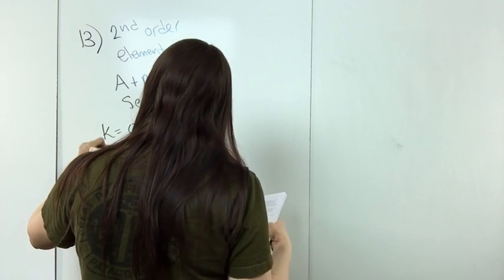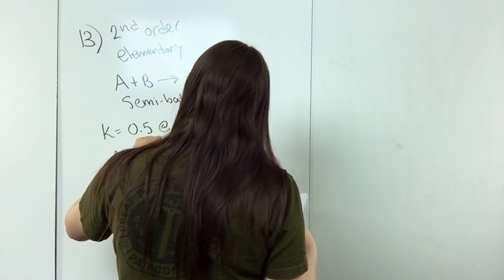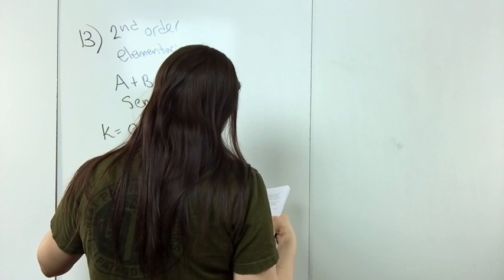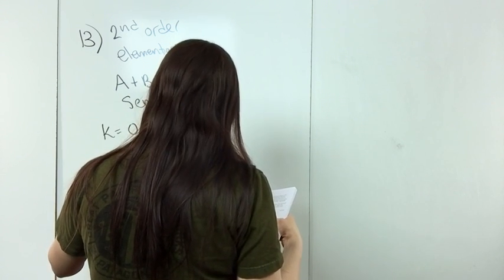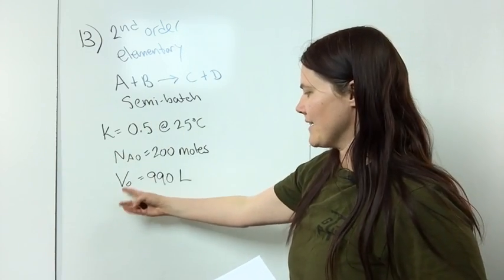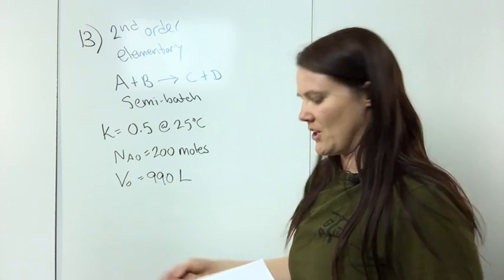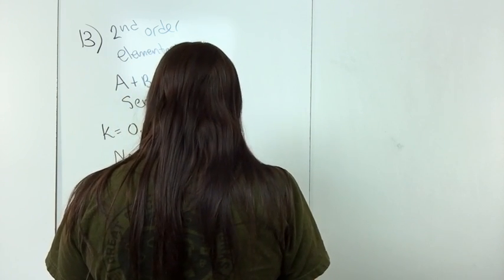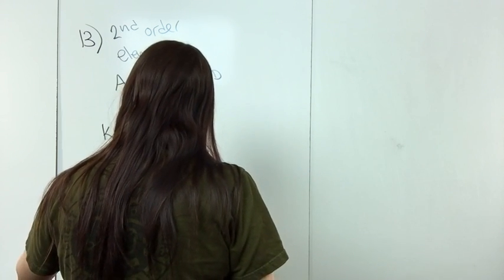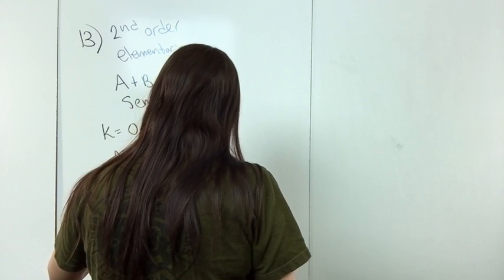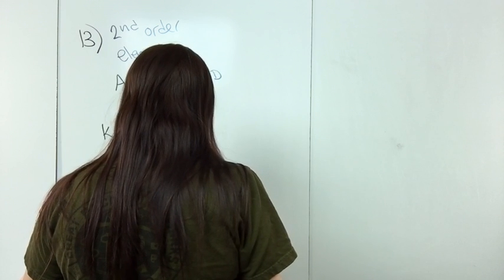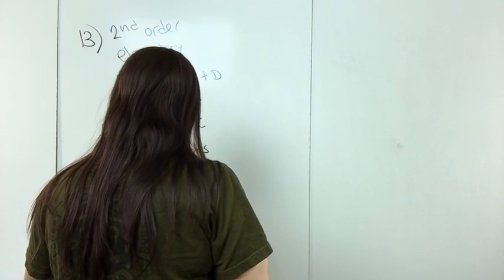200 moles of A are loaded into the reactor, so Na naught is equal to 200 moles. And the initial volume of the reactor is 990 liters, because if you remember with a semi-batch, you're adding to it, so the volume is changing. It says B is flowed into the reactor at a rate of 15 moles per minute, so FB naught is equal to 15 moles per minute. The volumetric flow rate is 1 liter per minute, so v naught is 1 liter per minute.